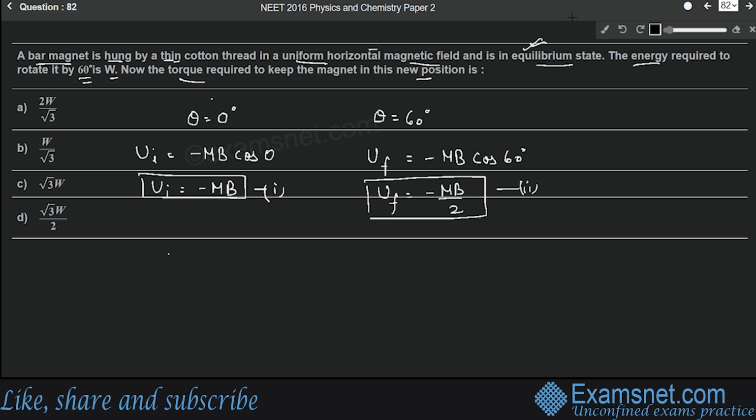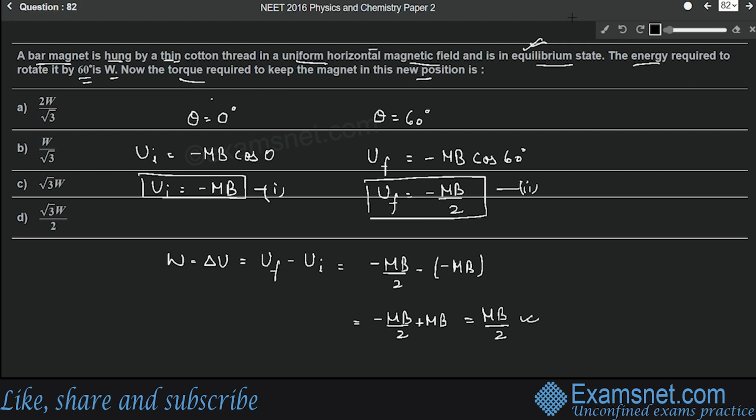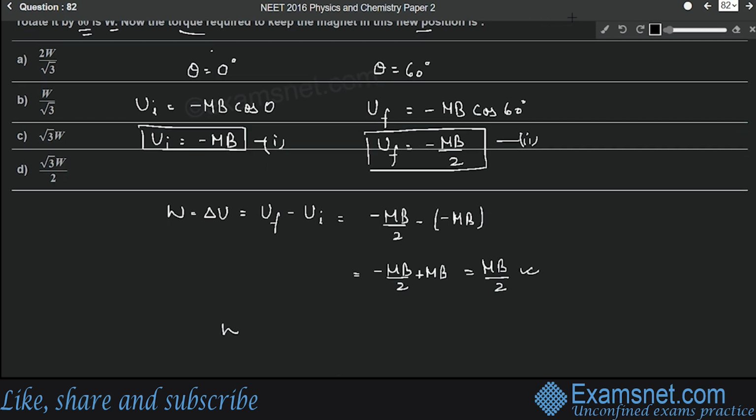We know that the work done is equal to change in energy, okay. That means final potential energy minus initial potential energy. Final is minus mB by 2 minus initial is minus mB. So minus minus will become plus. So minus mB by 2 plus mB, and on solving this you will get mB by 2, okay. So this is the work done. Got it? Work done is mB by 2. That means the value of mB is 2 times the work done, okay, 2W.